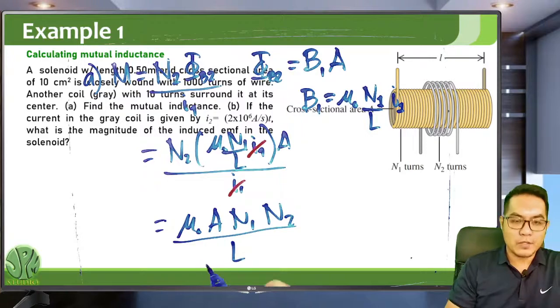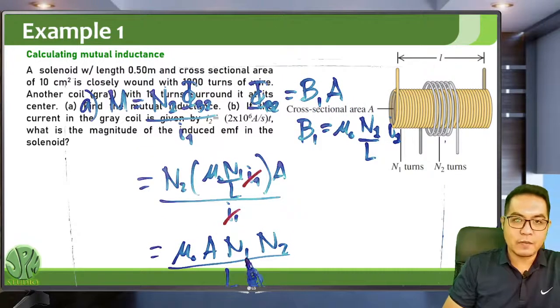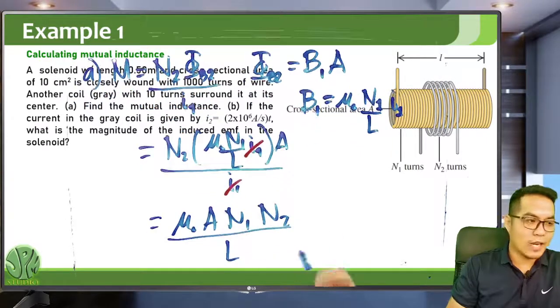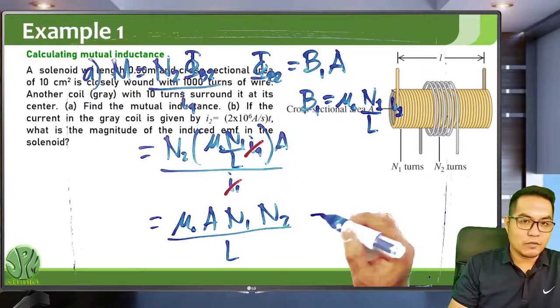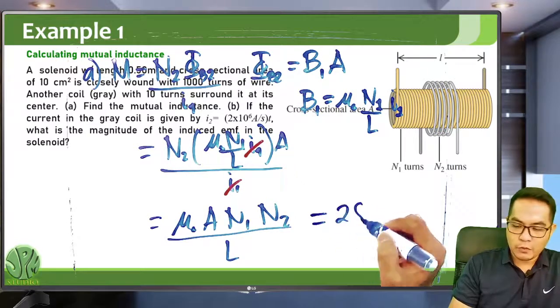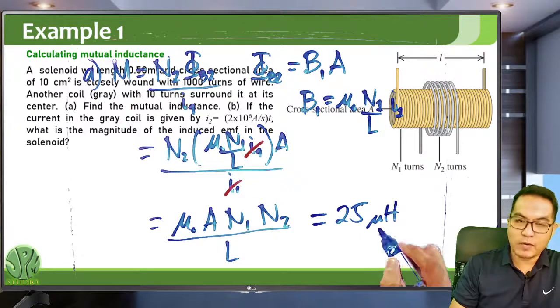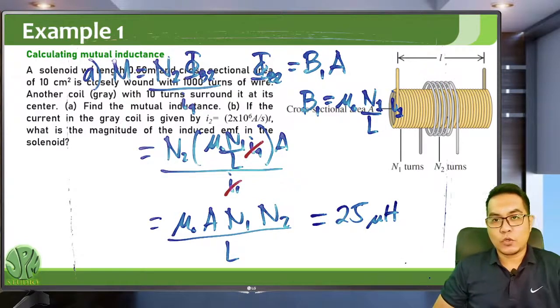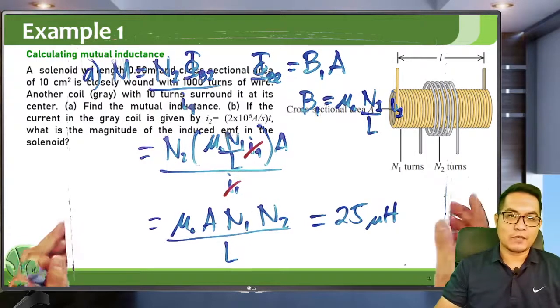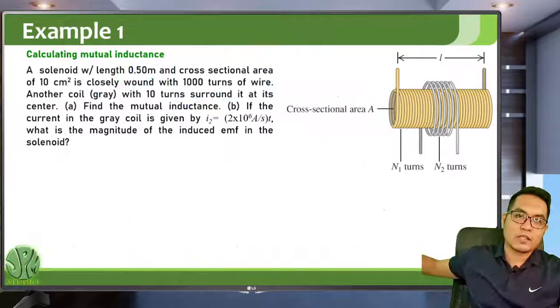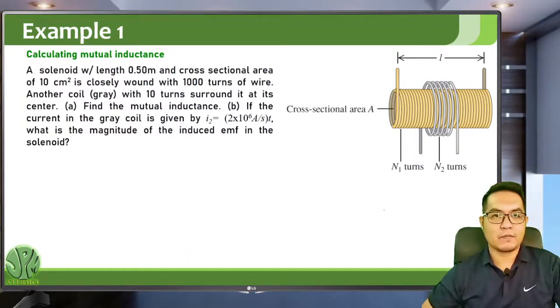All of these values are already given. The area is given, the number of turns for loop 1 and loop 2 are given, the length is given, and substituting all the values, you will get 25 microhenry. Micro means times 10 to the negative 6. So that is 2.5 times 10 to the negative 5, or 25 times 10 to the negative 6 henries. That is for letter A, the mutual inductance.